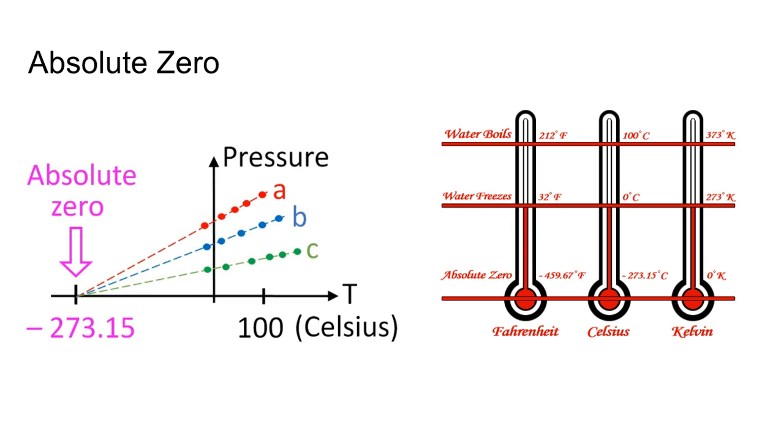Another concept we have to talk about is this concept of absolute zero. Absolute zero is the lowest temperature we can achieve because at that temperature, since temperature is a measure of the average kinetic energy, there is no more kinetic energy at absolute zero. And that's why we have the Kelvin scale. The Kelvin goes all the way to zero. That is the lowest temperature possible.